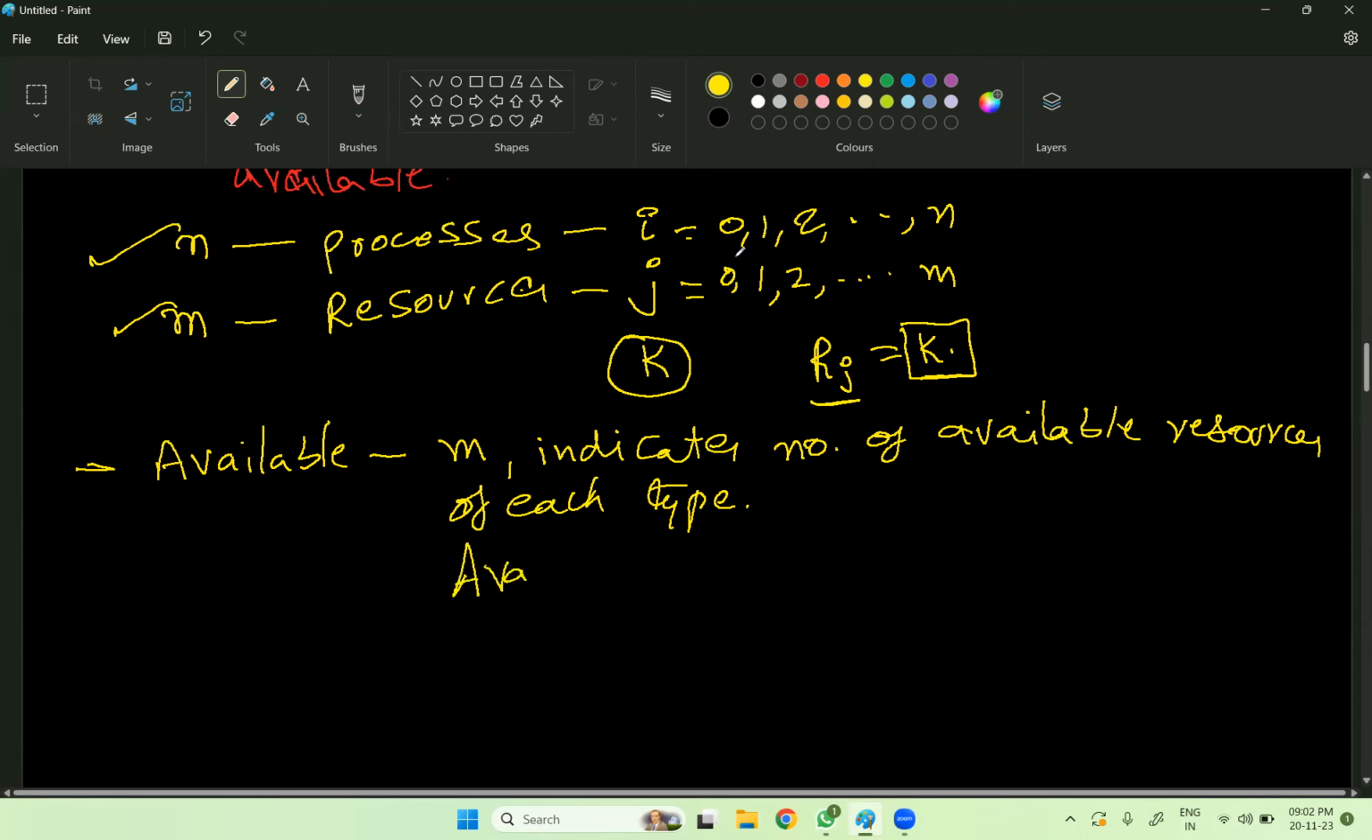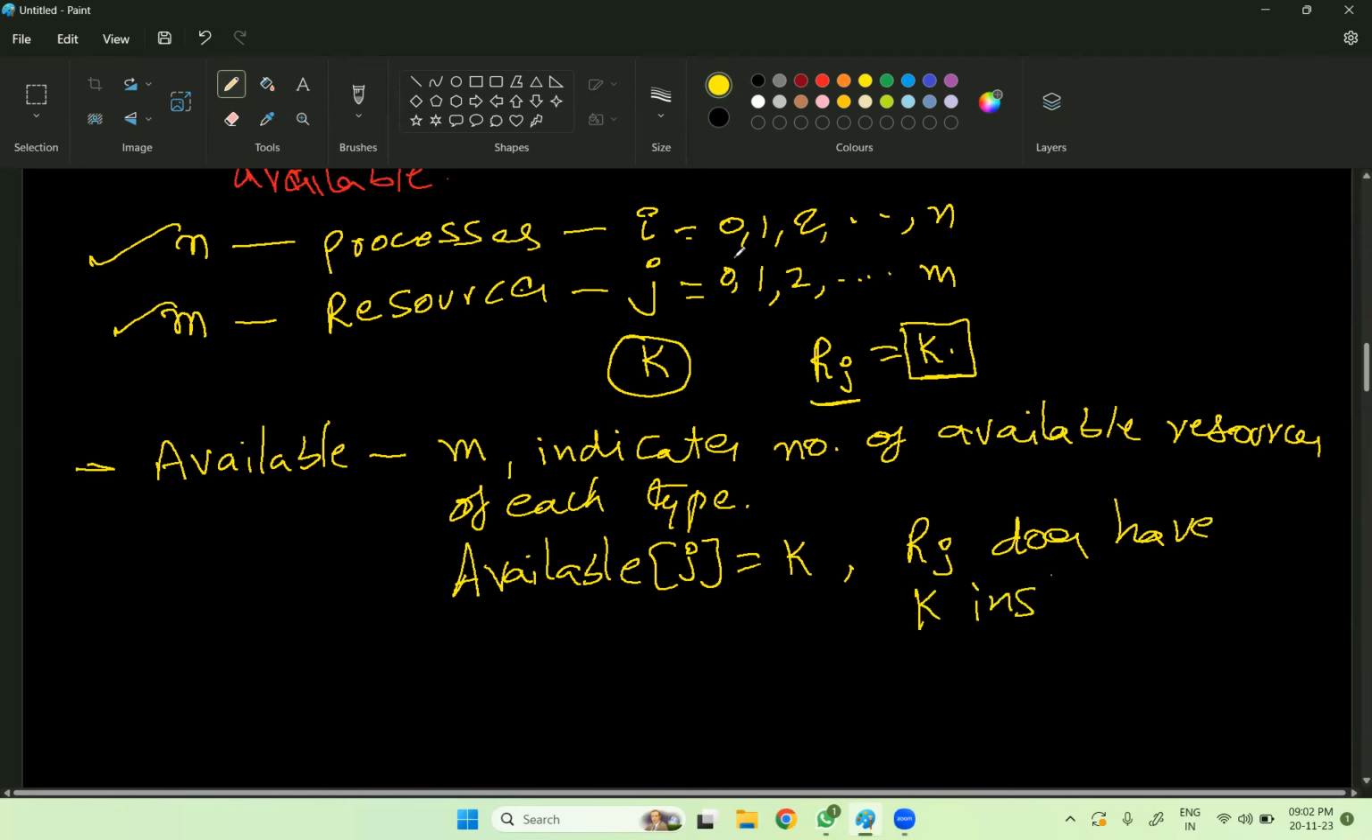For example, you will say available of j equals k. What do you mean by this? Resource type Rj does have k instances. That is the meaning of this available. Resource type Rj does have k instances. That's the meaning of this particular available data structure.